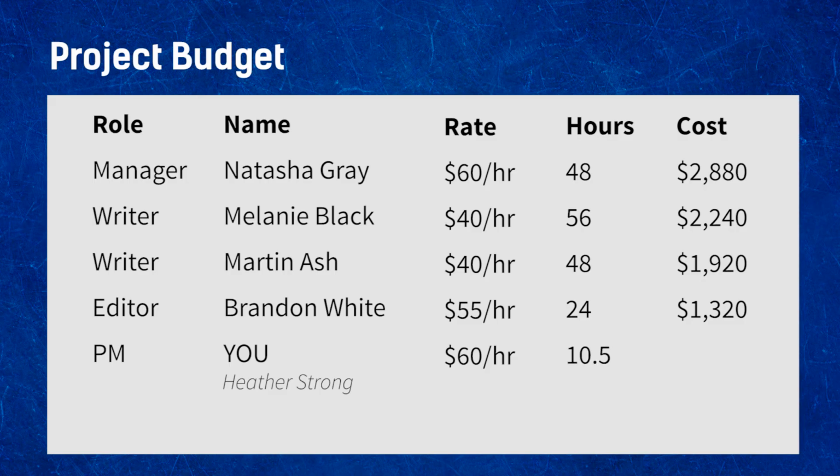So now that we have everyone's hours, their hourly rates, and their dollar amounts, we can calculate a total for the project. It's $8,990. Voila! There you go. You now have a project budget.